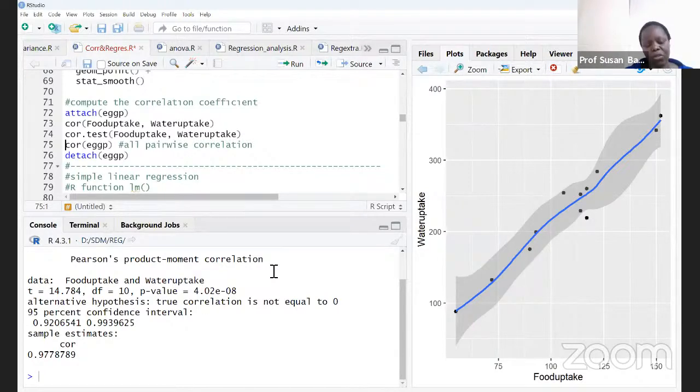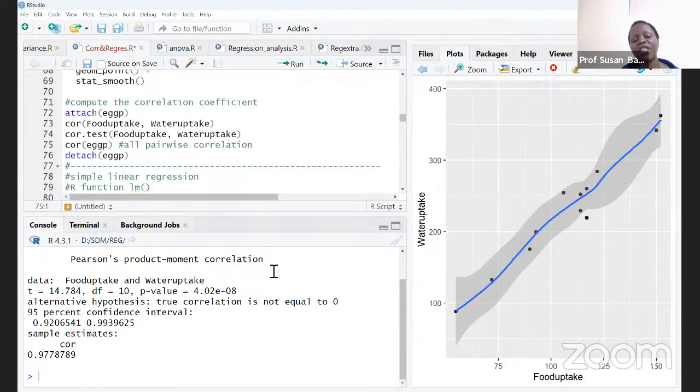So since our p-value is so small, which is 0.000004, we conclude that there is a significant, strong, positive linear correlation between water uptake and food uptake. So with the cor.test, it even gives you the correlation value. It gives you the 95% confidence limits or interval for that correlation value.